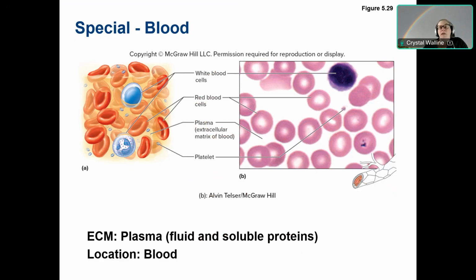Here we show blood, and with blood, we have red blood cells, and we have white blood cells, and then we have these little cell fragments called platelets, and then the fluid around the cells is the extracellular matrix. It's made up of a kind of saline-like fluid that has a lot of proteins dissolved in it. And of course, the place that you find blood is blood.